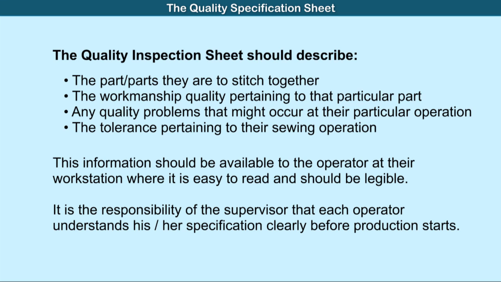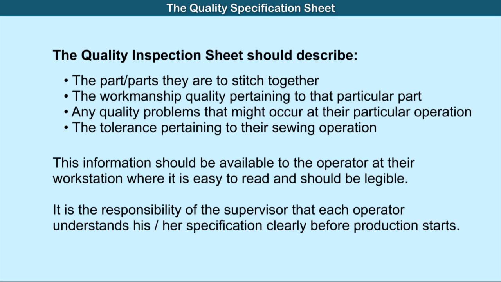All operators, if possible, should have a quality specification sheet at their workstation which describes the part or parts they are to stitch together, the workmanship quality pertaining to that particular part, whether it is a straight seam or a curved one, any quality problems that are likely to occur at their particular operation, and the tolerance pertaining to their sewing operation.